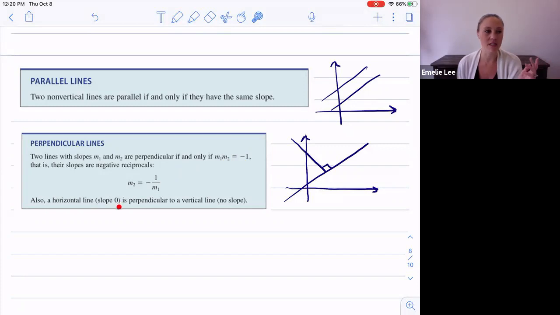Another kind of caveat is if you have a horizontal line with a slope of 0, it will be perpendicular to a vertical line. But it doesn't really work out the same way, so that's why they had to add it as a little extra part. But I want to deal with things with actual slopes. But it's good to keep in mind that if you have a horizontal and a vertical line, they will be perpendicular.